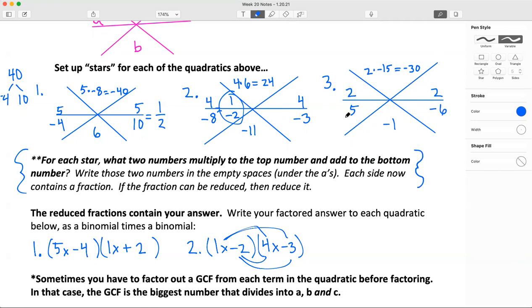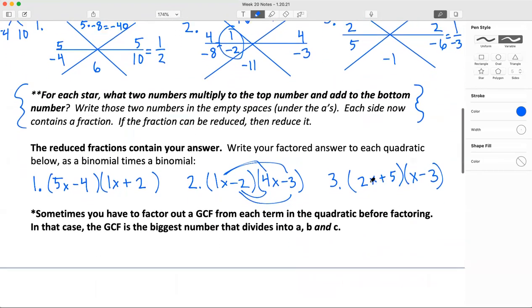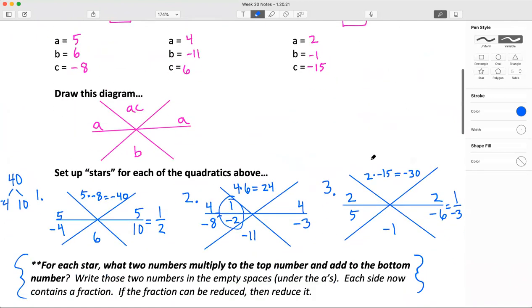We have a fraction here which cannot be reduced. However, this one can, so we'll reduce it. 2 over negative 6 reduces to 1 over negative 3. So our answer is going to look like parentheses 2x plus 5 times 1x, or just x, minus 3. X minus 3. And we're done. Again, you can check it to see if you get this thing right here, which you will.